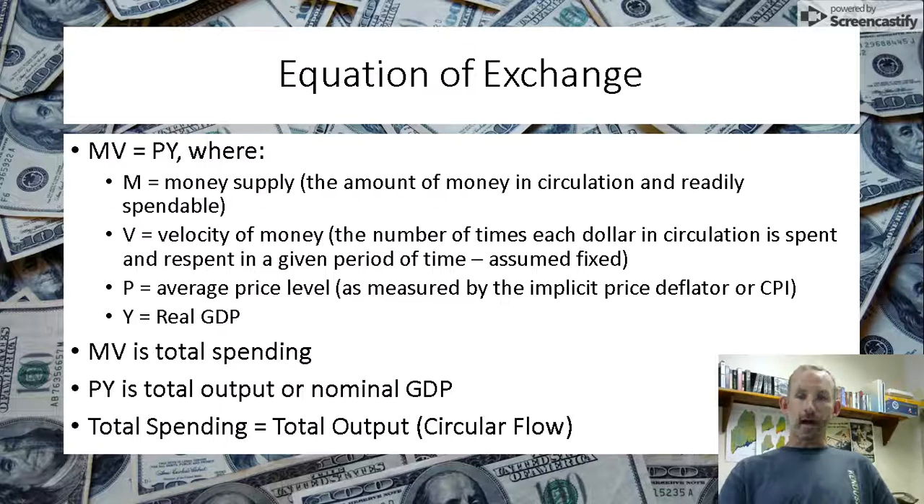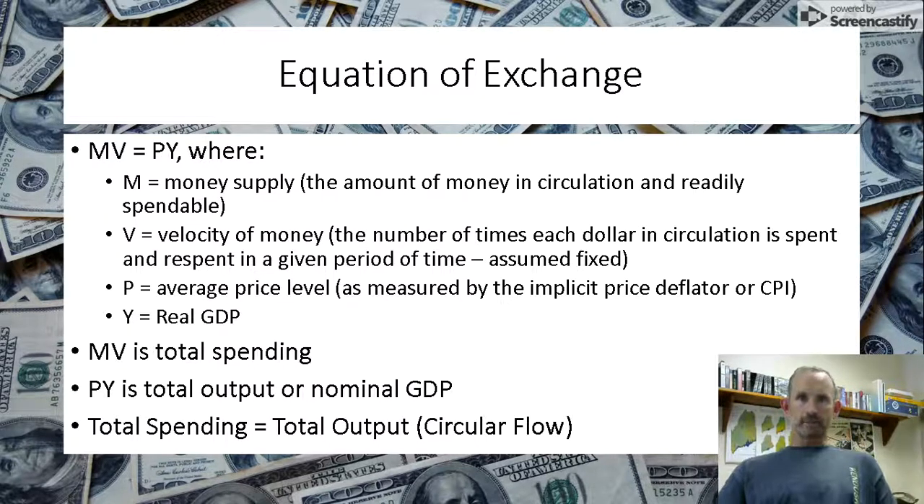V is the velocity of money. It's basically the number of times each dollar in circulation, the money supply, gets spent and respent within a year. Economists generally assume that to be fairly constant from one year to the next, so we don't have to worry too much about V, just understand what it is. It's like if you could literally track a dollar bill and see how many times it gets spent and respent within a year, that's the velocity of money. We'll come back to that.